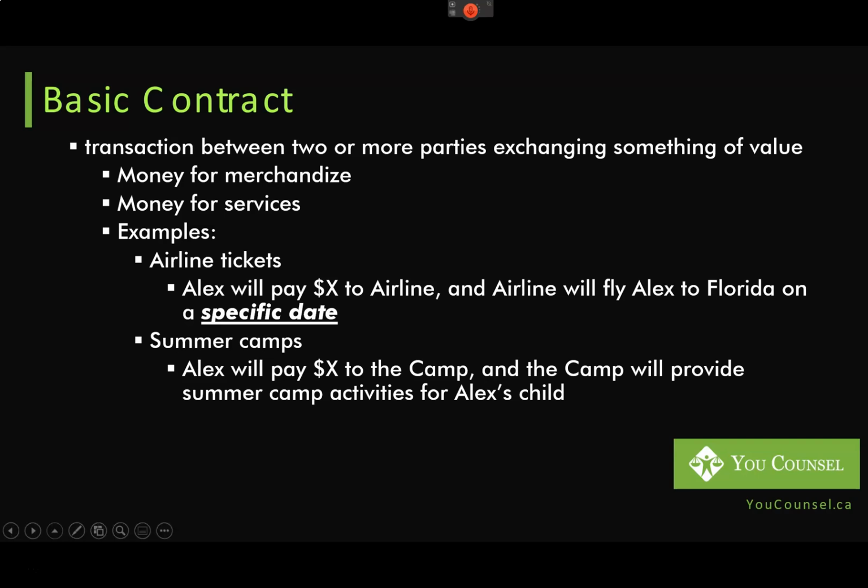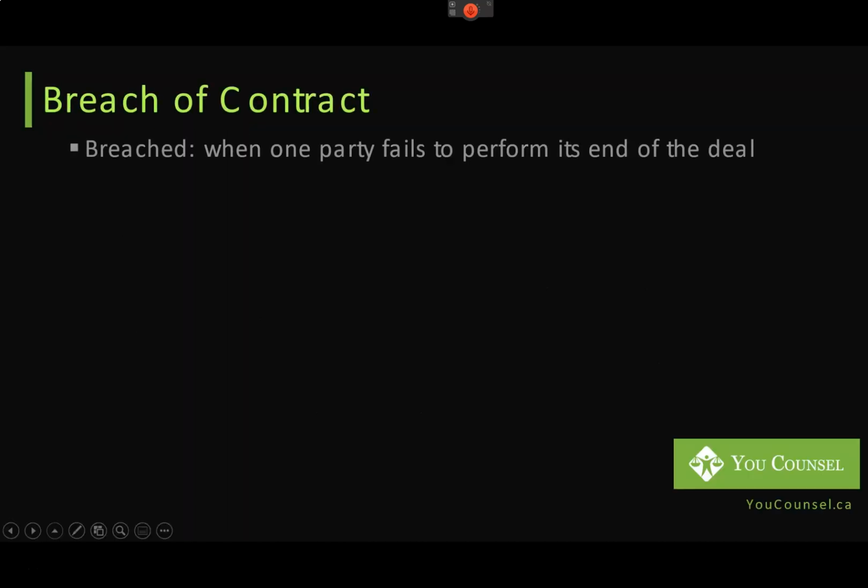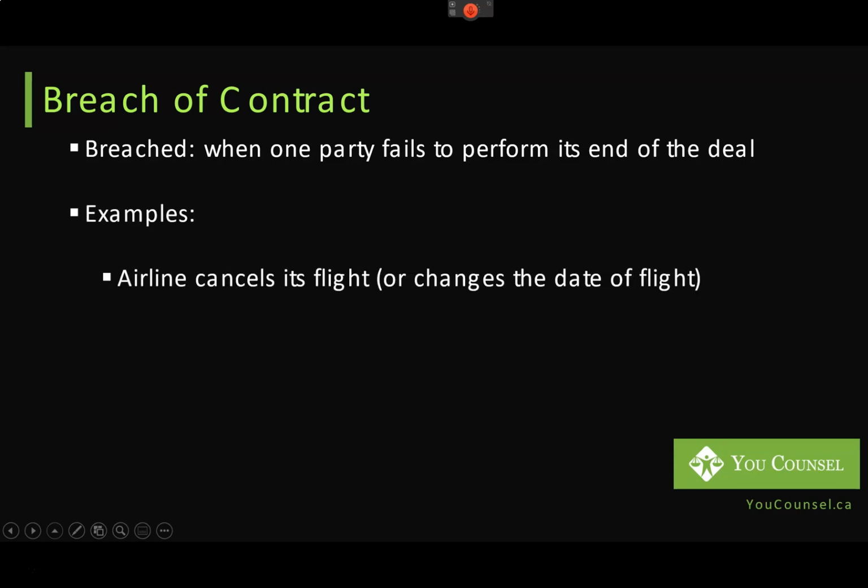All of these are basic contracts, and we know that a contract doesn't have to be in writing. Ideally, a contract in writing is good, but it doesn't have to be. When a party to a contract fails to perform its end of the deal, that means that party has breached the contract. It's as simple as that. So let's take an example. When an airline cancels its flight or changes the date of the flight, so for example, if it says to Alex, we can't take you to Florida this June, but we'll take you to Florida in June 2021.